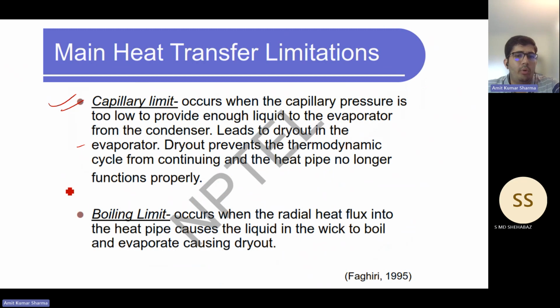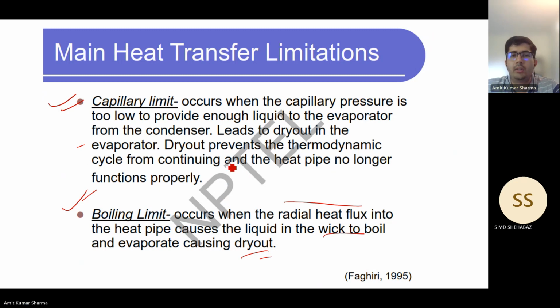And the second one is the boiling limit. It occurs when the radial heat flux into the heat pipe causes the liquid in the wick to boil and evaporate, causing dry out. It should also be noted that the boiling limit occurs when the radial heat flux is very high into the heat pipe, causing the liquid in the wick to boil and evaporate, causing the dry out.